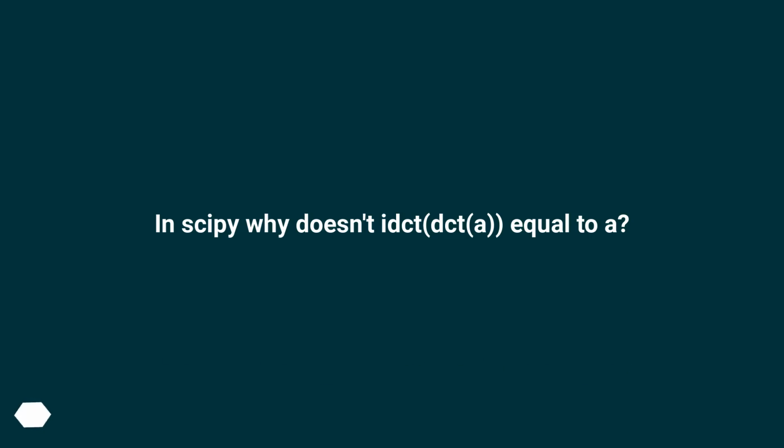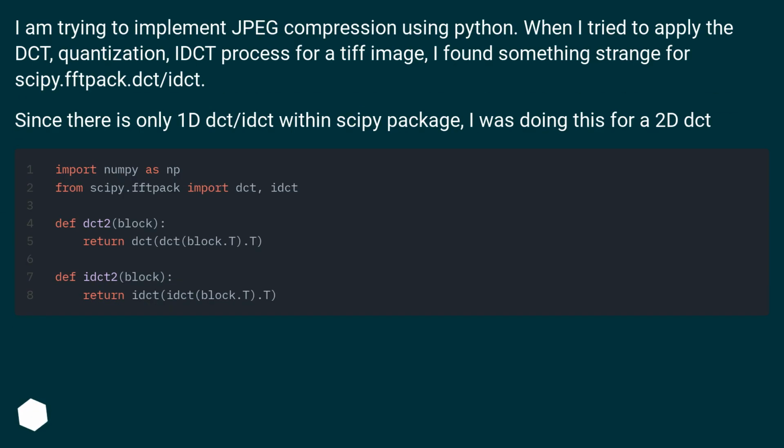In scipy, why doesn't idct(A) equal A? I am trying to implement JPEG compression using Python. When I tried to apply the DCT, quantization, and idct process for a TIFF image, I found something strange for scipy.fftpack.dct/idct. Since there is only one dct/idct within the scipy package, I was doing this for a 2D DCT.